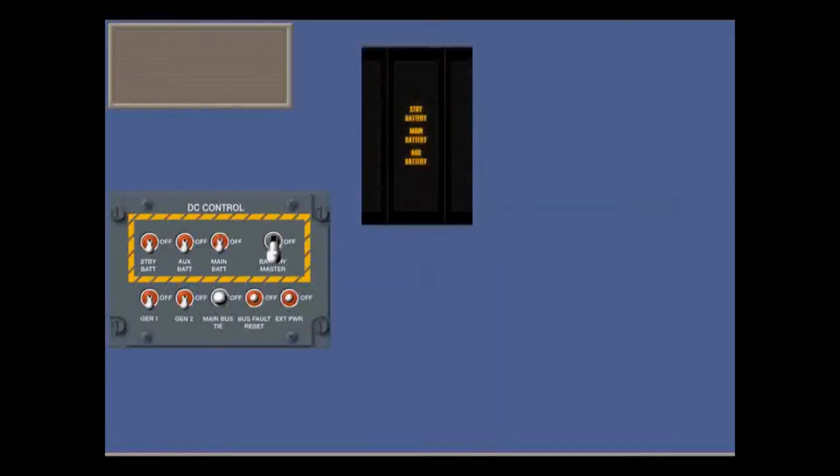In addition to battery hot warnings, there are also battery cautions. These come on when the battery is not being recharged by its charging bus. Try cycling the relevant battery switch off, then on. If this fails, and the caution light stays on, switch off the battery.